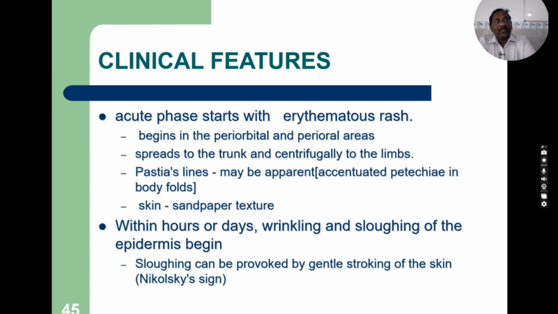So acute presentation with the rash mostly in the periorbital and perioral areas, so in the face, then it spreads to the trunk and to the limbs. There may be petechiae in the body folds and the skin has a sandpaper texture. Within hours or days, wrinkling and sloughing of the epidermis begins. Sloughing can be provoked by gentle stroking of the skin. This sign is called Nikolsky sign.